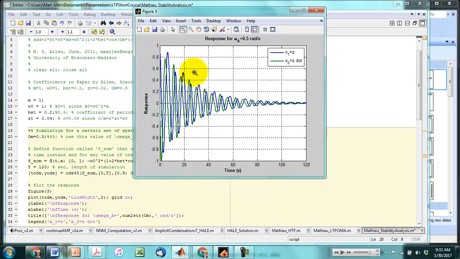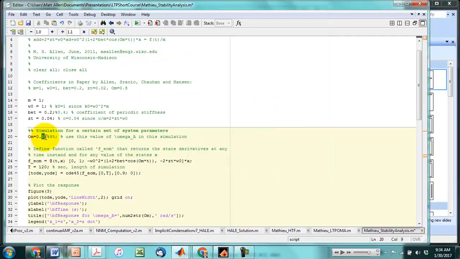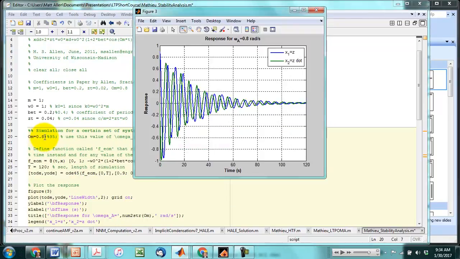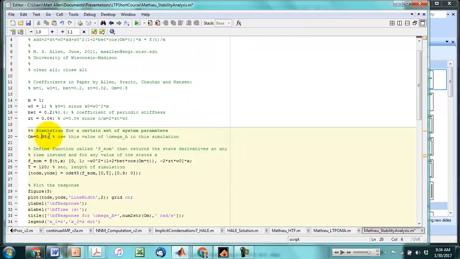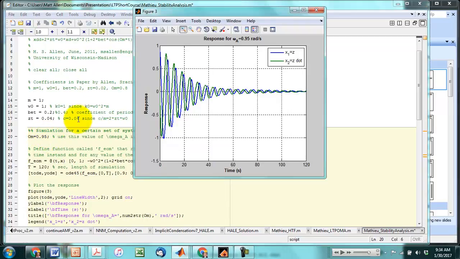Here you can start to see a little bit of a beating, or in other words, this time periodic system has responded at more than just the natural frequency. So there's more than one response frequency in the system. We'll just try one other case. As you go towards the resonant case, though, that becomes a little less visible.